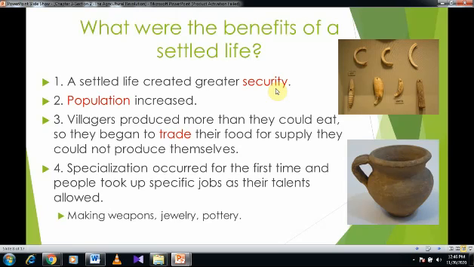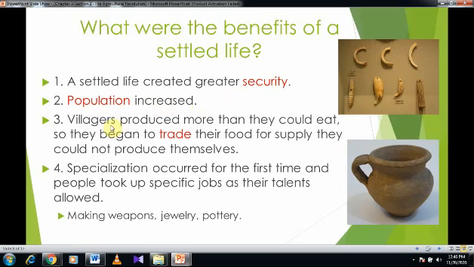Because they settled in the same place, they had a more settled life. The population increased. They no longer died because of traveling or moving without food, or low food supply, or animals that attack them. So the population started increasing. This is advantage number two.